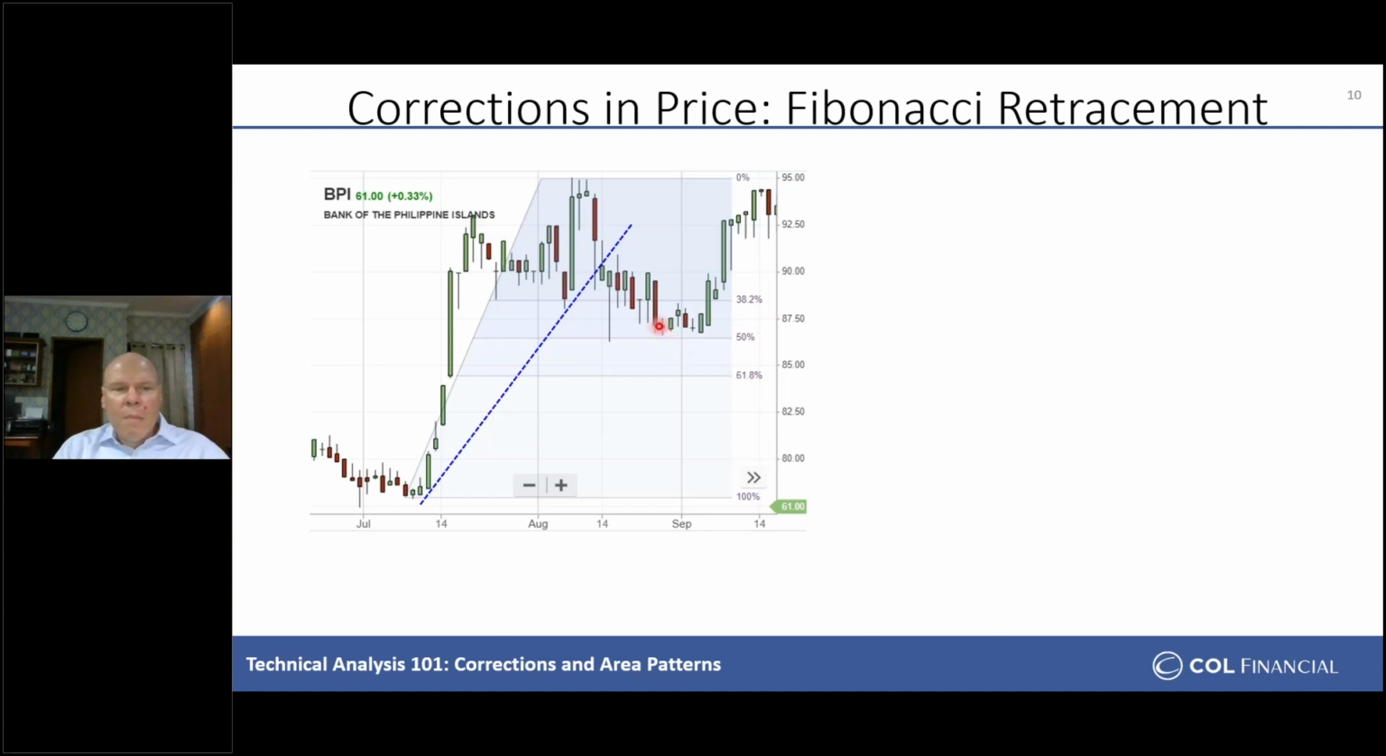In this case, BPI corrected to the 50% zone. And after that, it rallied, tried again a second time, and then eventually rallied after that. So this is still okay. But if this pullback went all the way back down to the 61.8%, the rally you see here is not going to be as strong. It will take more time to recoup back to where it came from.